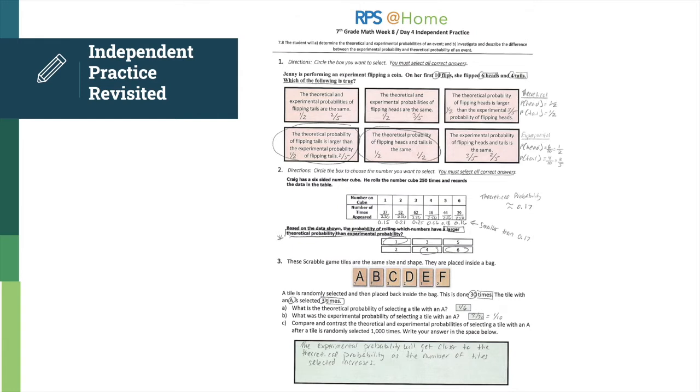And then last but not least, comparing and contrasting the theoretical and experimental probabilities after a tile is randomly selected 1,000 times. And again, as we've learned this week, that's called what? You've got it, the law of large numbers. You can pause the video and look a little closer at the answer keys and make any necessary adjustments.